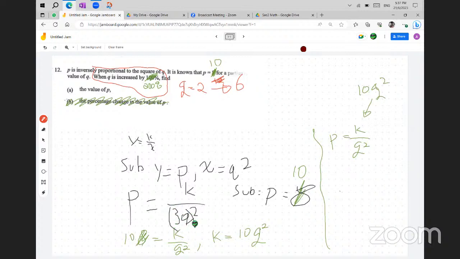Bracket square. Okay, so I'll do that for you. There you go. That's your 3Q square. You can just make it 9Q bracket 9Q square. This is 10Q square over 9Q square, correct? Yeah. Cancel, and you have your P equals 10 over 9, which is the answer.